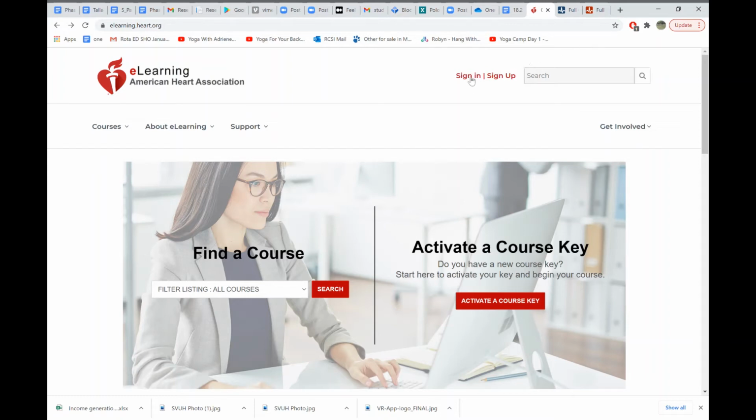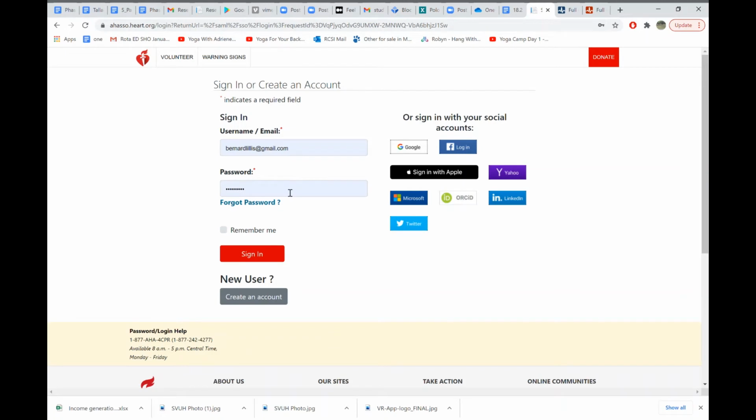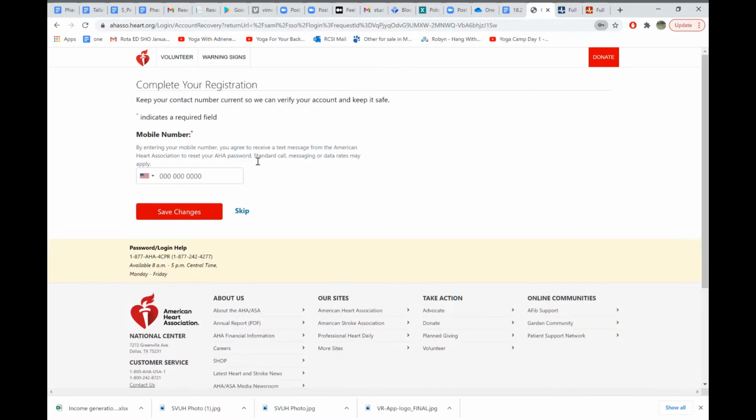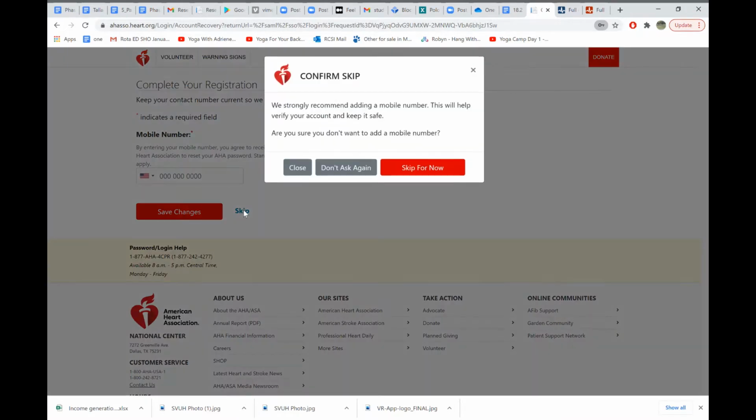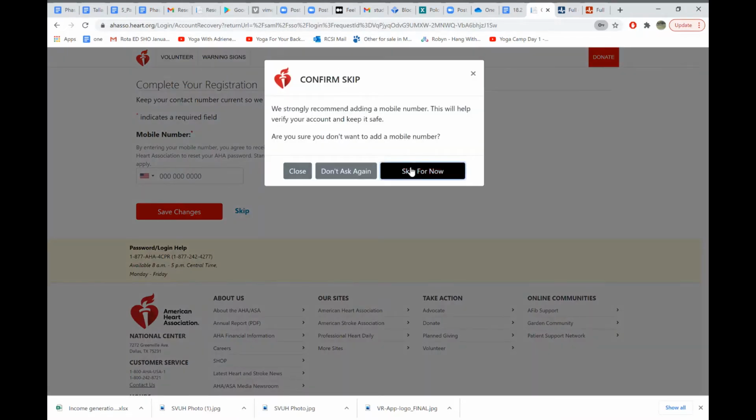Okay, so we'll just navigate through the e-learning site here, which is really not intuitive at all. So password SIMIR21 and then sign in. My email address. Okay, we can skip adding a phone number. Skip for now.